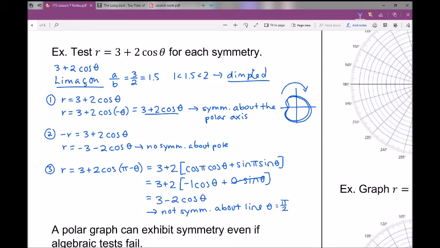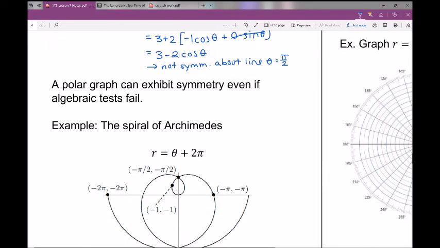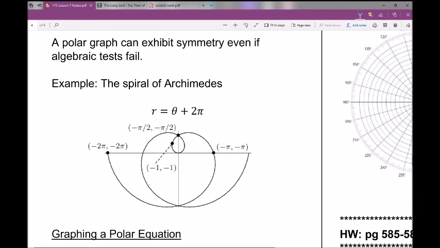So that is how you test for the 3 different kinds of symmetry in a polar equation. Now, this isn't quite as straightforward as with your regular rectangular equations, because even if all of these algebraic tests fail, a graph could actually still have symmetry. One example of this is the spiral of Archimedes. This graph looks like the following. It's a pretty cool looking graph, I think. But if you were to perform all of those algebraic tests for symmetry, they would all fail.